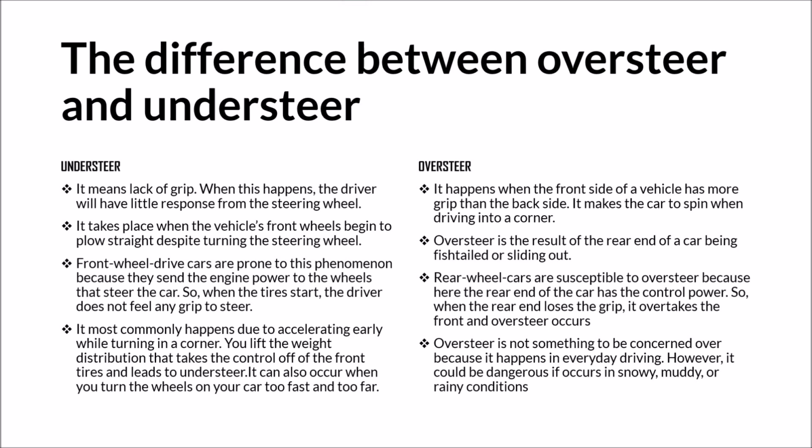Oversteer happens when the front of a vehicle has more grip than the back. It makes the car spin when driving into a corner. Oversteer is the result of the rear end of a car fishtailing or sliding out. Rear-wheel drive cars are susceptible to oversteer because the rear end of the car has the power. So when the rear end loses grip, it overtakes the front and oversteer occurs.